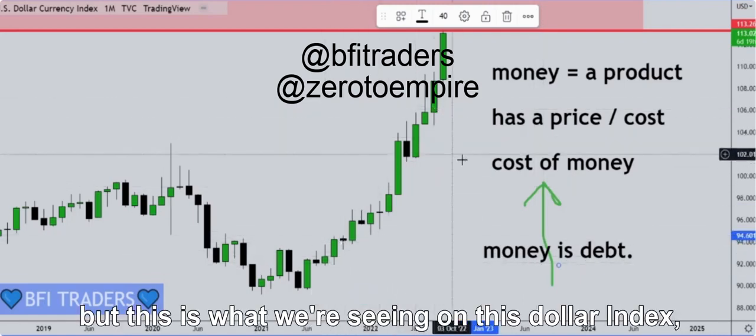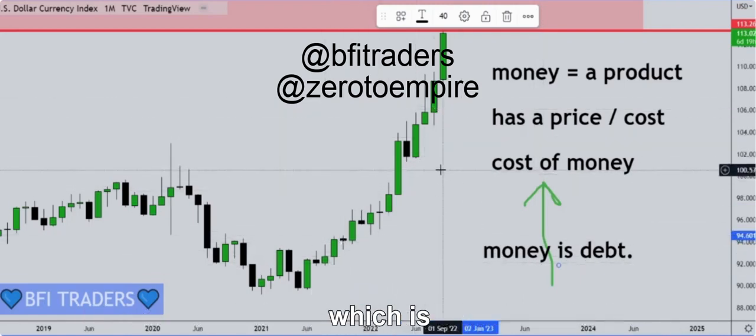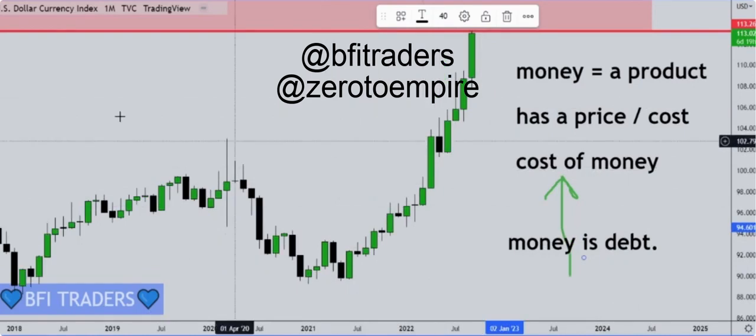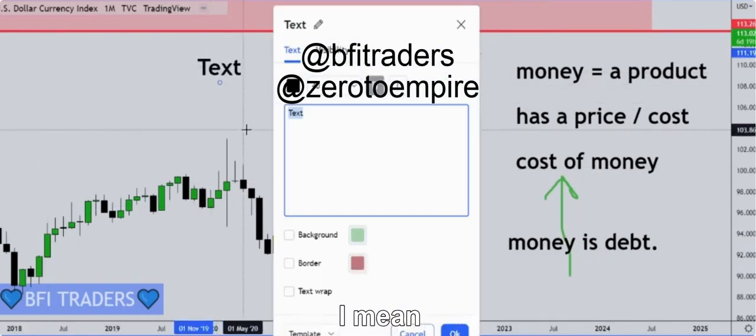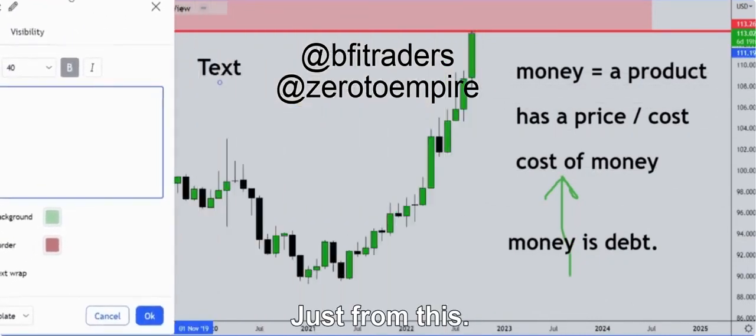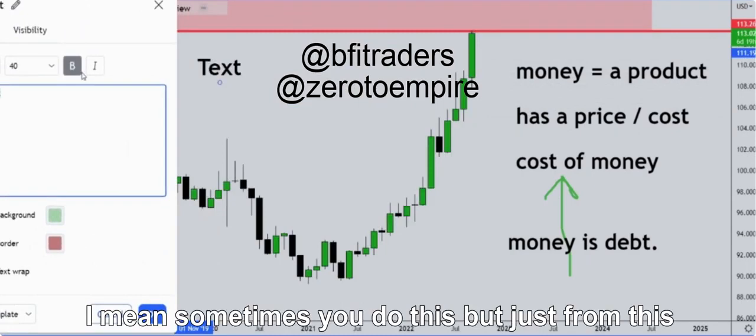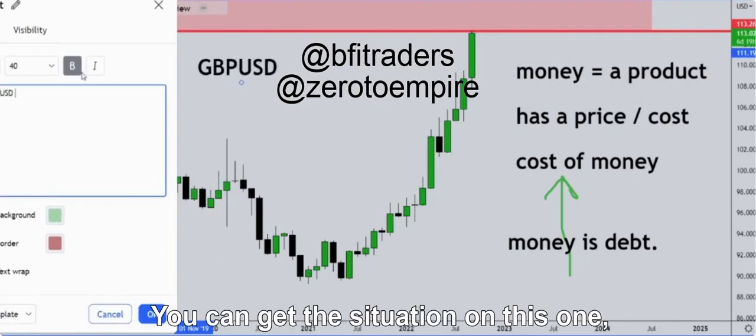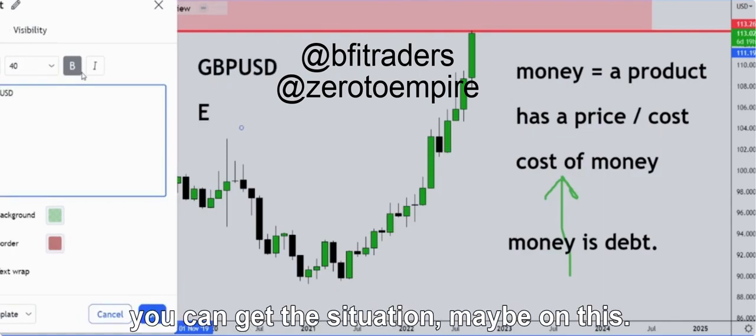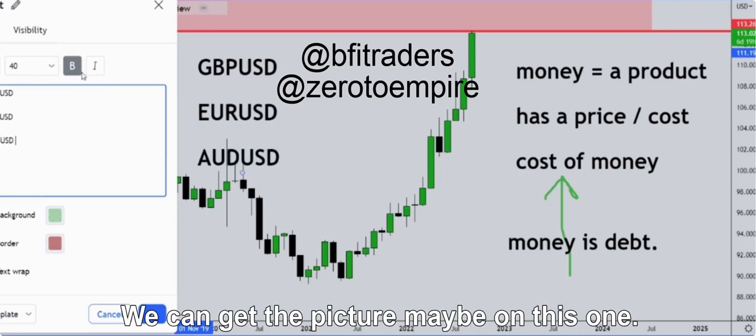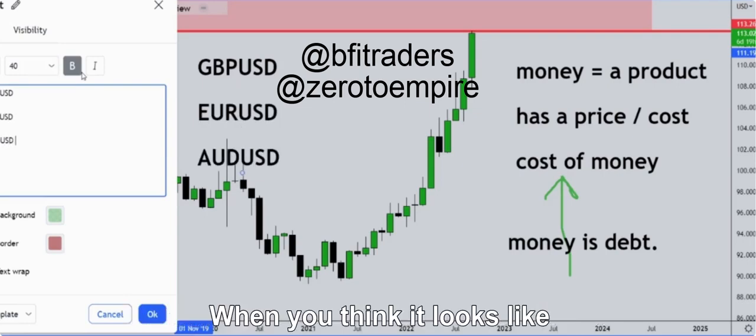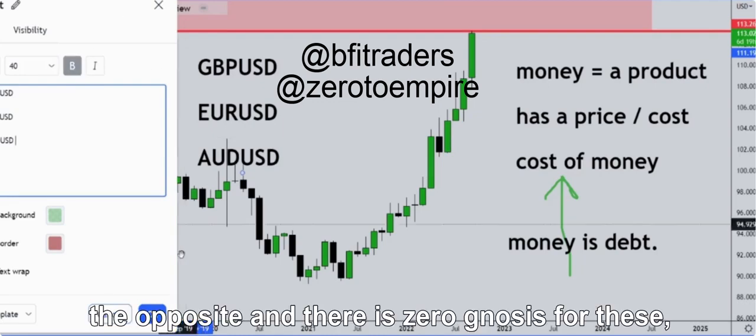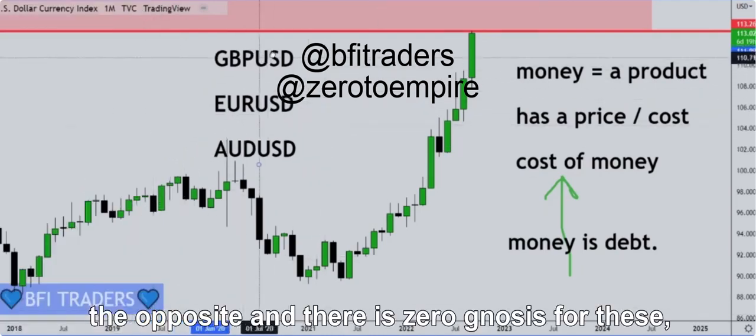Okay, but this is what we're seeing on this dollar index, which is what, guys? Just from this, you can get the situation on this one. You can get the situation maybe on this one. You can get the picture maybe on this one. What do you think? It looks like this or the opposite of this? The opposite. And there's your analysis for these.